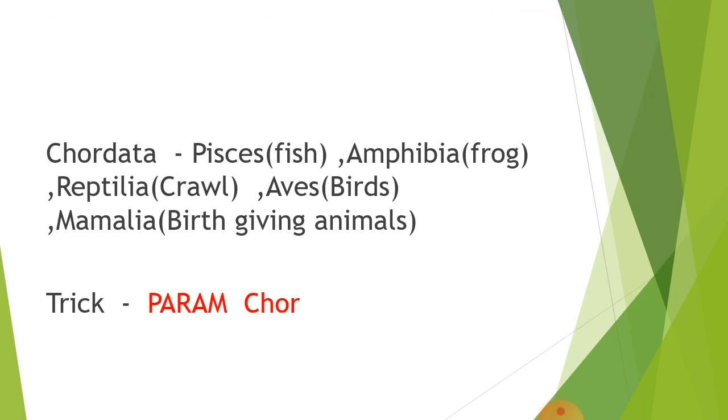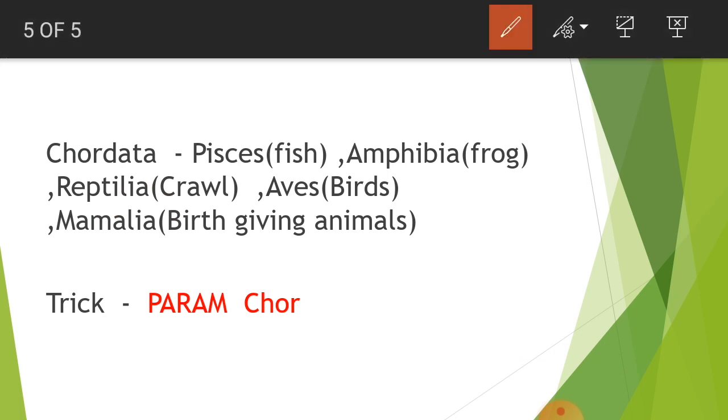And the last one is Chordata, and the classes are Pisces, that is fish, Amphibia, that is frog, Reptilia, that is all the things that crawl, Aves, that are birds, Mammalia, birth-giving animals. So the trick is "paramchor." Let's understand how it works. P for Pisces, A for Amphibia, R for Reptilia, A for Aves, M for Mammalia, and "chor" is Chordata. In this way you can remember the trick.